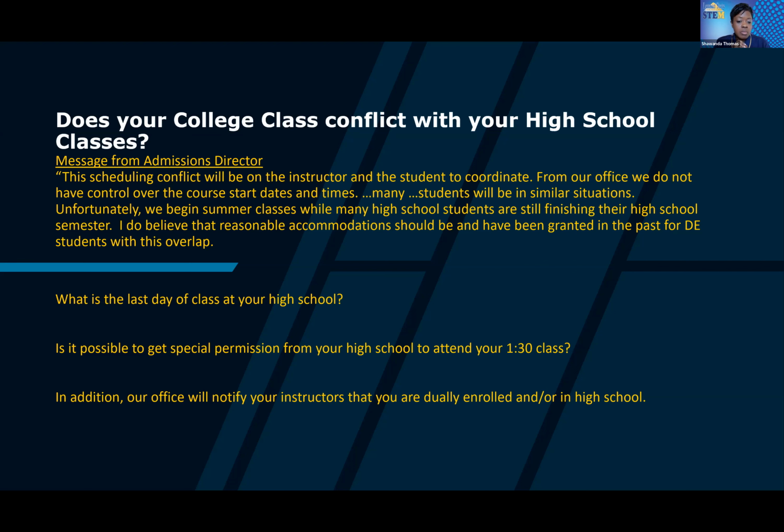All right. So we already talked about your last day of class. Is it possible for you to get special permission from your high school to attend your class? You do need to figure that out. For some of you, if it's possible to leave at a certain time to get to your class at 1:30, that will help. If not, again, we still will send a list out to instructors, and usually instructors understand if you're in high school that you can't be in class at that time. All right.